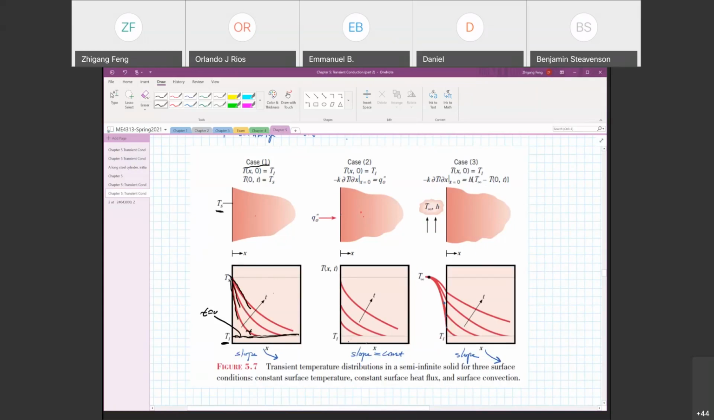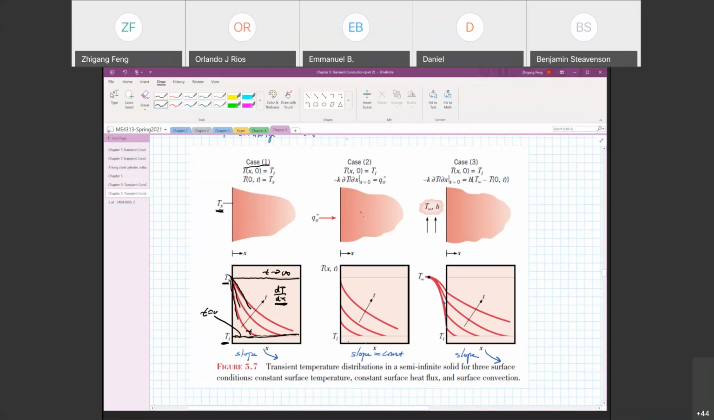the slope drops as t increases. That's because the slope is dT over dx. As time moves on, the temperature near the surface becomes closer and closer to T sub s. So the temperature gradient drops, and as a result, the slope will decrease. Eventually, as t approaches infinity, after a long time, the temperature of the solid will be equal to the surface temperature T sub s. So this is an extreme case when t approaches infinity. Okay, so that's the first case, when we have a constant surface temperature.